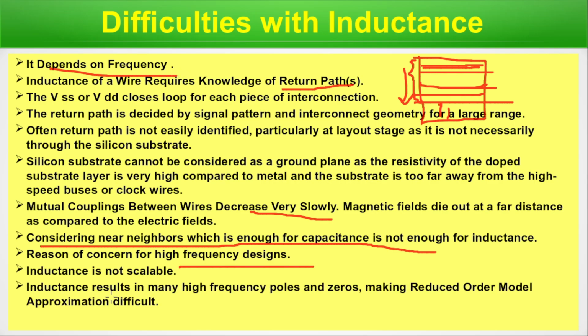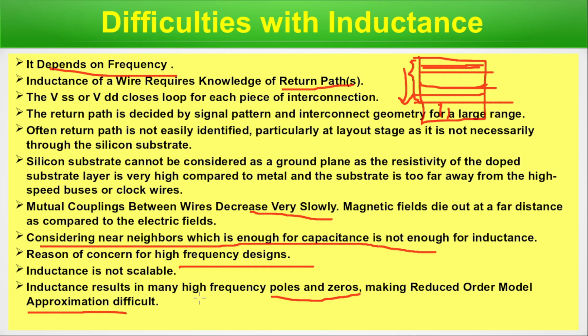Inductance is not scalable, and inductance results in many high frequency poles and zeros, making reduced order model approximation difficult. We always make a trade-off between accuracy and time. We have to make it as accurate as possible, and we have to complete it within time also. A very accurate but very complex methodology to model it is not always a very viable solution. And when we solve the system equations, inductance results in many high frequency poles and zeros.